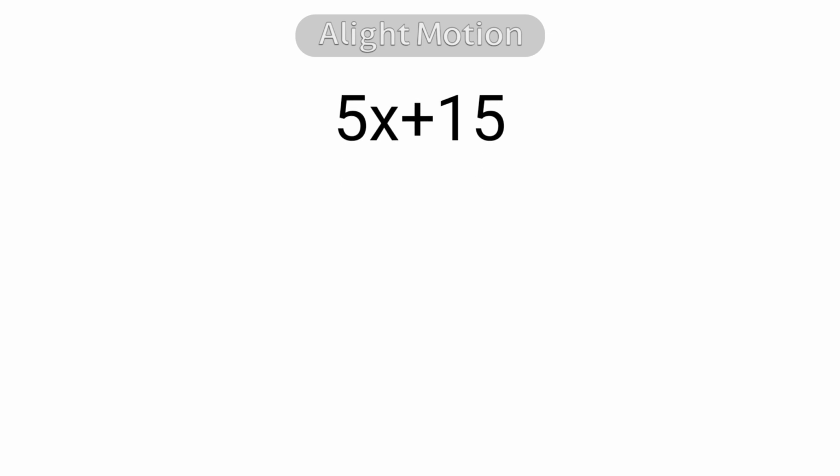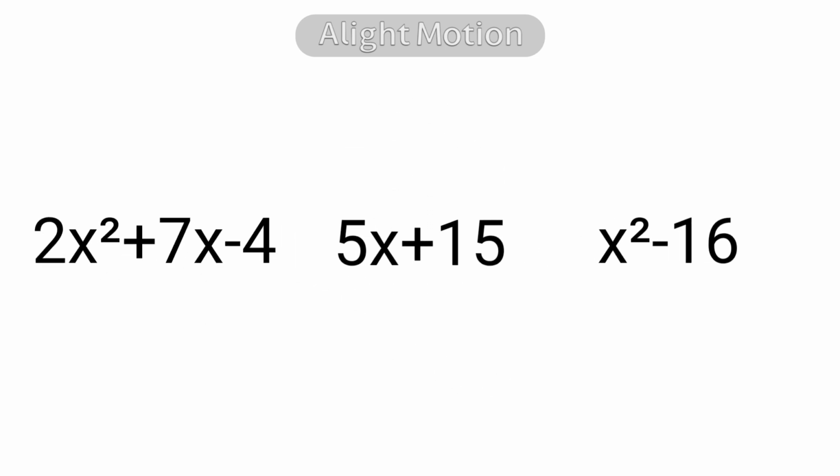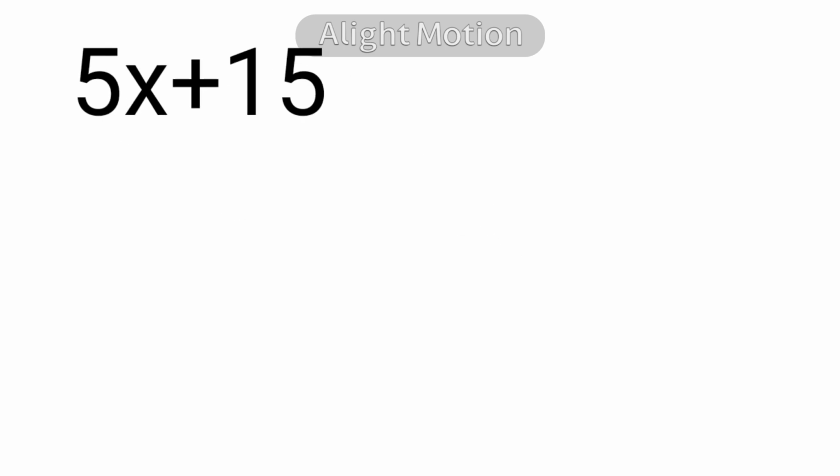This is a polynomial. So is this, and this. I'm going to show you how to factor a polynomial. We'll start with the easiest one.